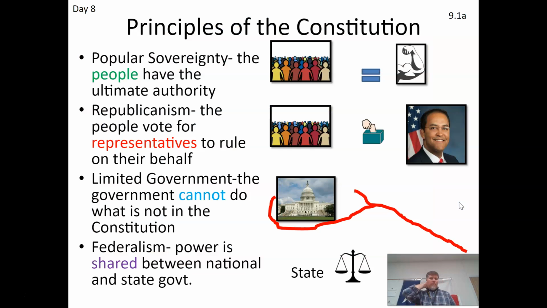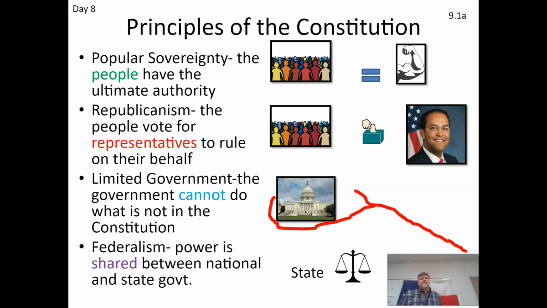So the principles of the Constitution. Popular sovereignty means that the people have the ultimate authority. The people have the power. So the power that government has comes from us. Popular meaning people, sovereignty meaning authority or power. So it is the people that have the power. That is where that comes from.